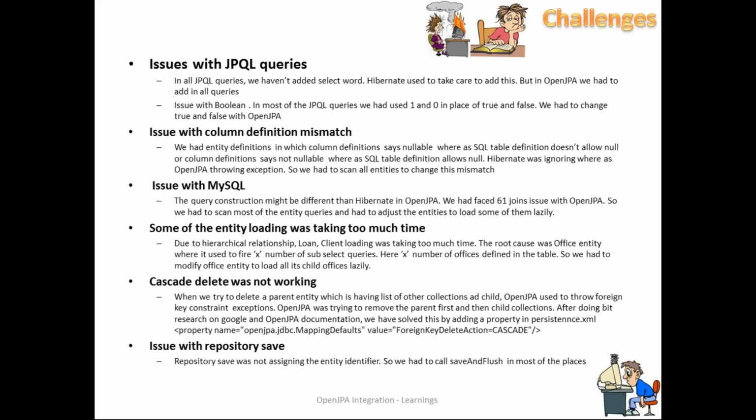Then we had some more issues. When you're constructing, for example, a loan entity object, be it any JPA provider, they actually convert it into a SQL query, fire it on the database, get the result, populate it back into the Java entity, and give it back to you. Now, the way these different JPA providers construct this select query itself is so different. In Hibernate, we were not facing the 61 joins issue, but in OpenJPA, we started facing this 61 joins issue. So we had to make a lot more relations lazy loaded, so that we get inside that 61 joins limit.